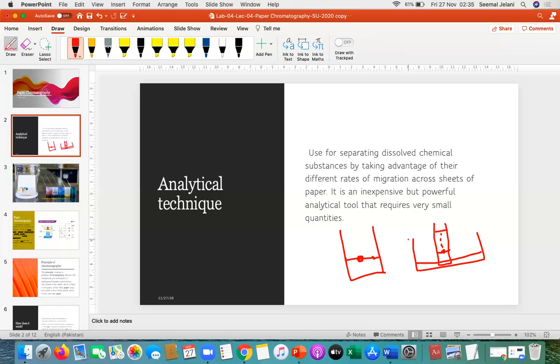Then we come to the principle. What is the principle of paper chromatography? The principle of paper chromatography is based on one very important thing, and that is liquid partition chromatography. Let me write it: liquid partition, P for partition and C for chromatography. So LLPC, liquid partition chromatography.